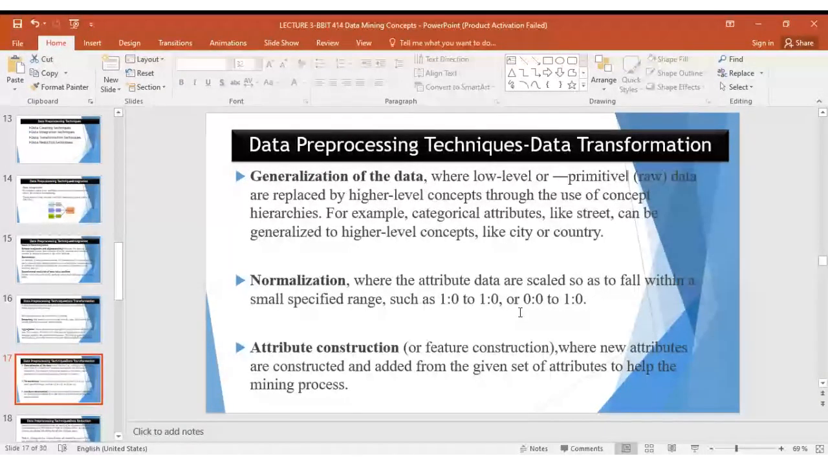But also attribute construction. We have registration number on one end and student number on the other. We match those two and call them the admission number, for example, or a unique identifier. Those could be some of the tasks involved in transformation.